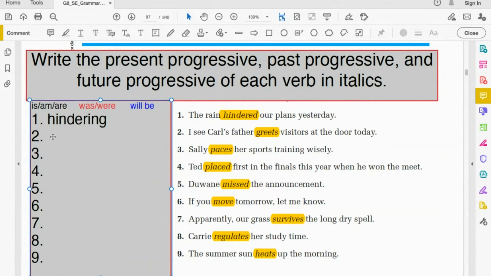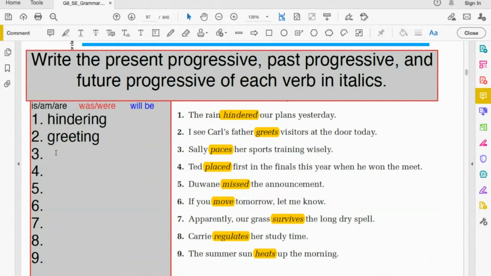Number 2. I see Carl's father greets visitors at the door. What's the base word? Greet. How do I make it? It's the verb plus the correct ing. Greeting. I already have my helping verbs in place in my chart. This is present, this is past, this is future.